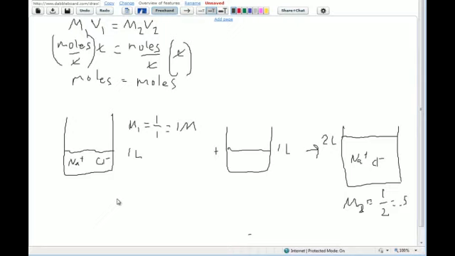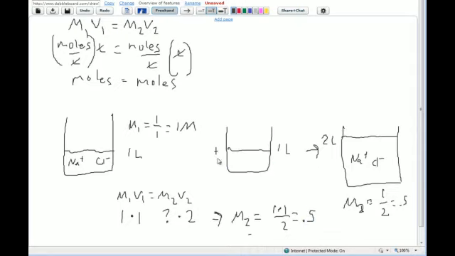If you go back to that original equation, M1V1 equals M2V2, and you put in a molarity of 1 and a volume of 1. We don't know the molarity at the end, but we do know by adding the 1 liter and the 1 liter of water, we'll get a final volume of 2. If we rearrange, that gives us M2 equals 1 times 1 divided by 2, or 0.5.